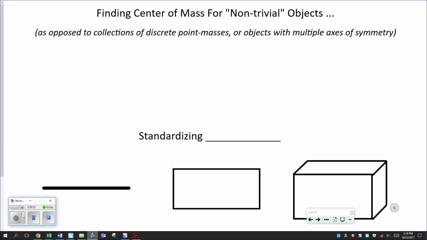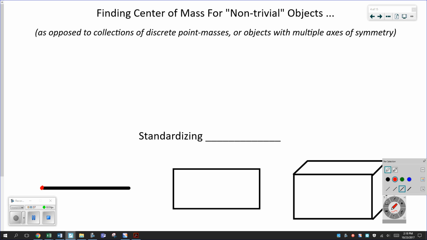People, let's start to talk about finding centers of mass for non-trivial objects. The ones that I've drawn on the bottom here, I would characterize as trivial. Why are they trivial? Because they contain one, if not two, if not three degrees of symmetry. Symmetry means that there's an axis around which something could be rotated or flipped, and you might not even be able to tell.